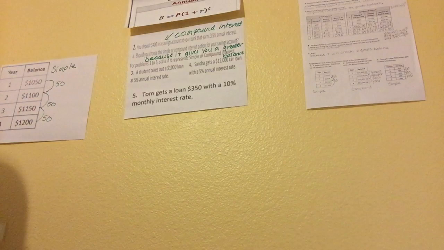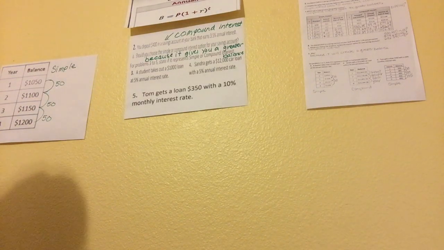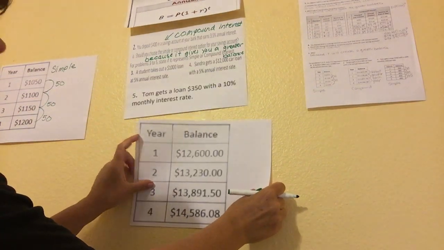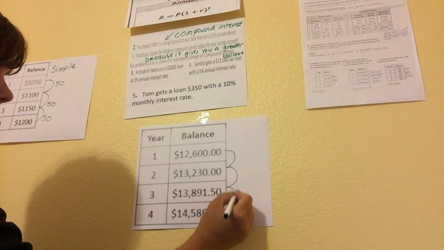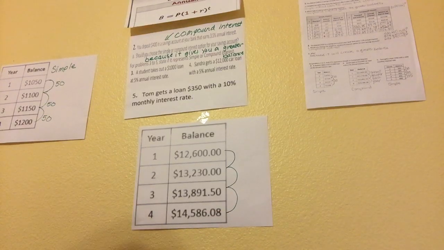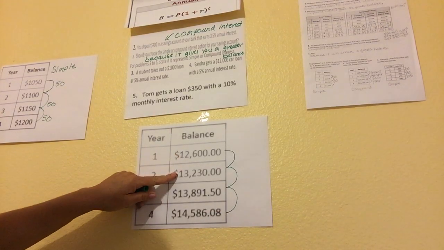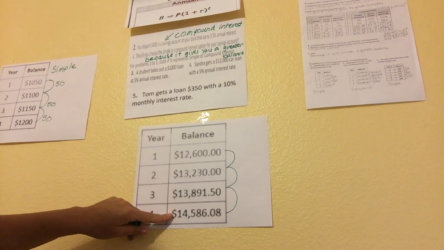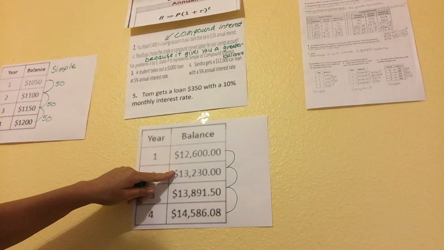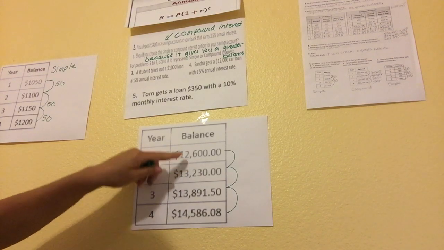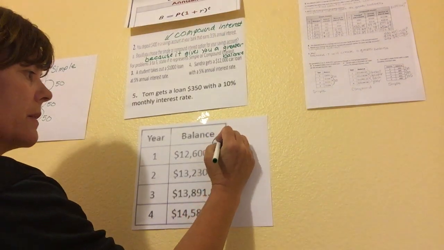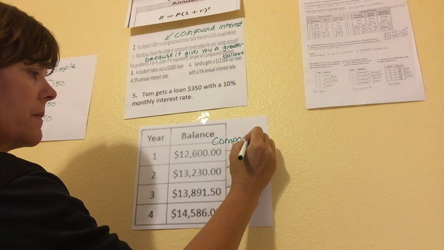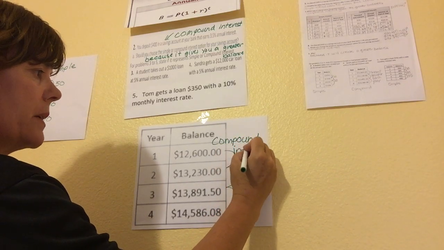Let's look at the next one. Okay, so we have this chart here. And we're going to be comparing this. If I look at it, I don't really need to know the difference, but I can tell the differences are changing. It's getting greater faster. So I know that this is going to be compound. So you just have to write compound interest.